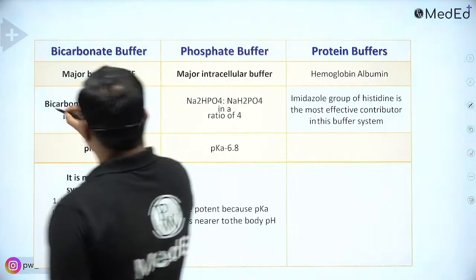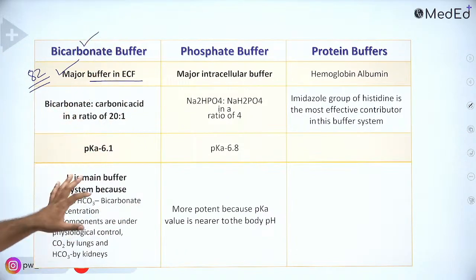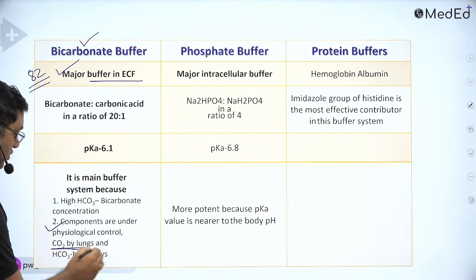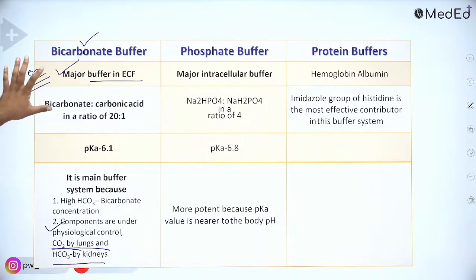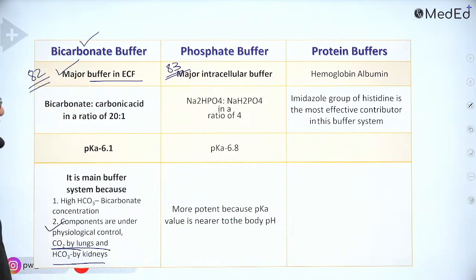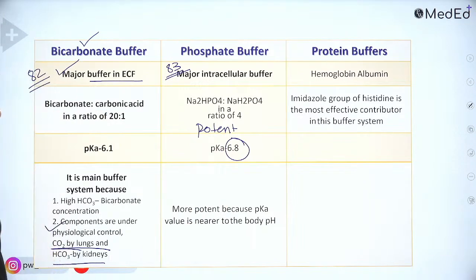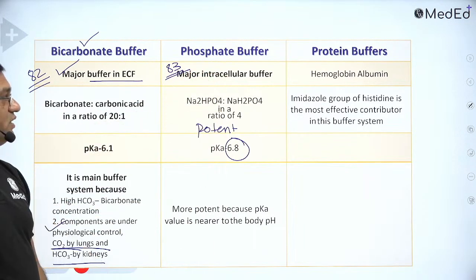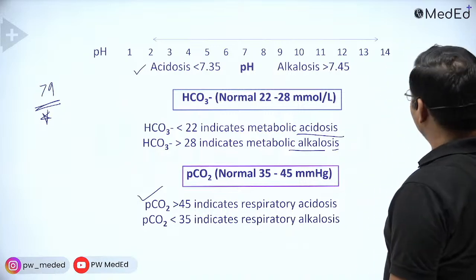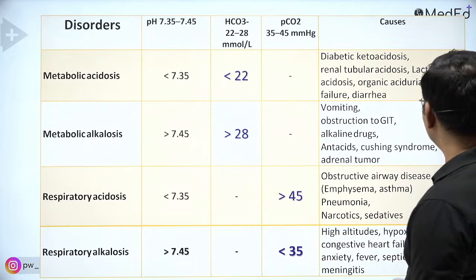Then 82: the major buffer in extracellular fluid is the bicarbonate buffer, and it is important because of its quantity, and these parameters are under physiological control: CO2 by the lung and bicarbonate by the kidneys. The major intracellular buffer is the phosphate buffer. It is the most potent buffer, and its pK is nearer to the blood pH, 6.8. That's why it is a more potent buffer in the intracellular environment inside the cell. This is point number 83. So these are the causes of metabolic acidosis, alkalosis, respiratory acidosis, alkalosis.